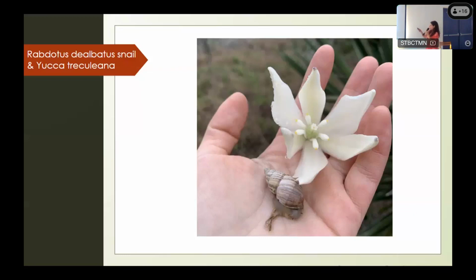This is a rhabdotis snail and a Yucca treculeana flower. I see the rhabdotis snail shells everywhere, like in my yard and stuff. Whenever I'm planting stuff back there and I start digging, there will be rhabdotis snails in the soil. I hadn't seen one alive, and here they're thriving. This is at Sal del Rey, and every morning, if it's dewy enough, they're out, just out and about doing their thing. They're super cool.